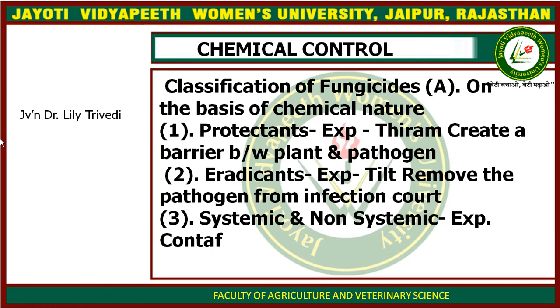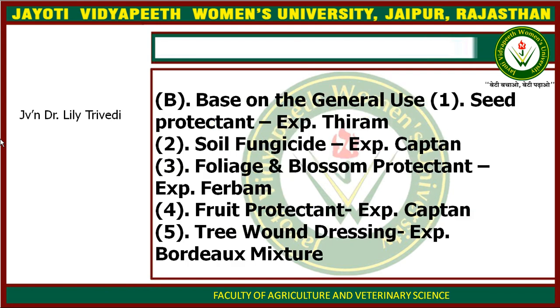Chemical control. Classification of fungicides. On the basis of chemical nature, they are classified as protectants. Example, thiram creates a barrier between the plant and the pathogen. Eradicants. Example, tilt removes the pathogen from the infection court. Systemic and non-systemic. Example, Contef.